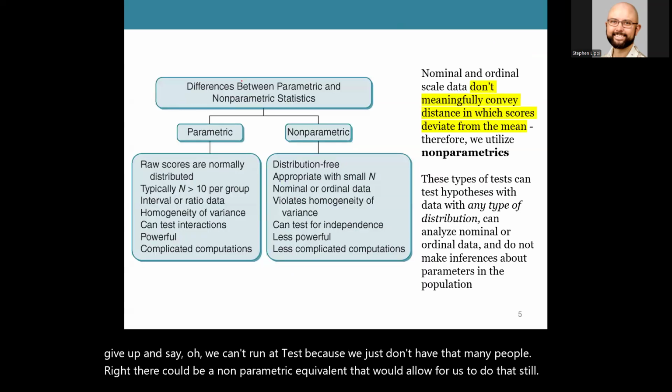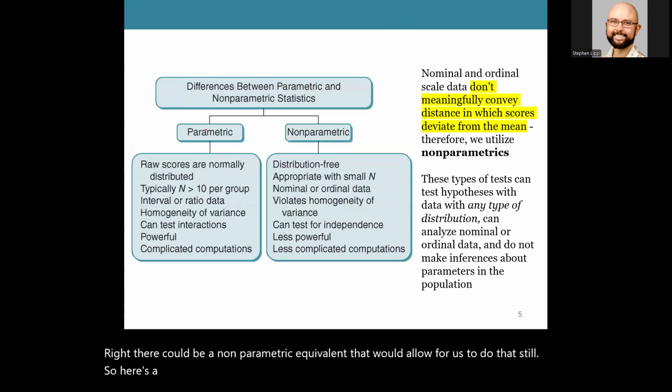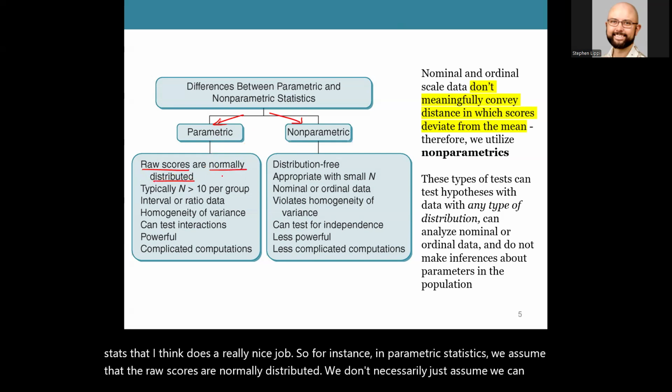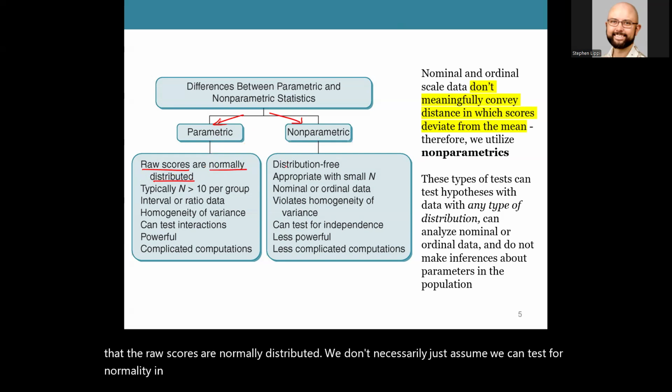So here's a nice illustration, specifically comparing parametric stats versus non-parametric stats, that I think does a really nice job. In parametric statistics, we assume that the raw scores are normally distributed. We don't necessarily just assume, we can test for normality. Whereas in non-parametric statistics, this is distribution free. We're not assuming normality.